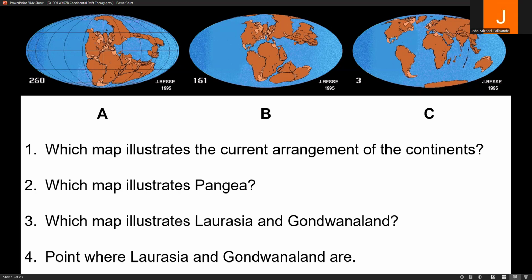Which map illustrates the current arrangement of the continents today? So we have the seven. They are further separated from each other. So that's map letter C.